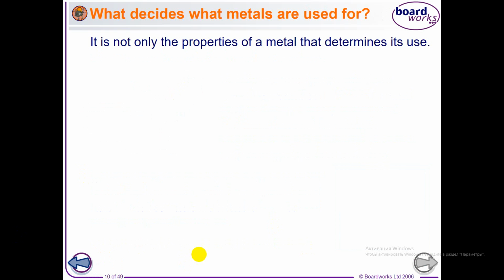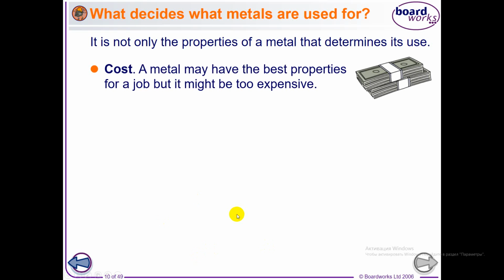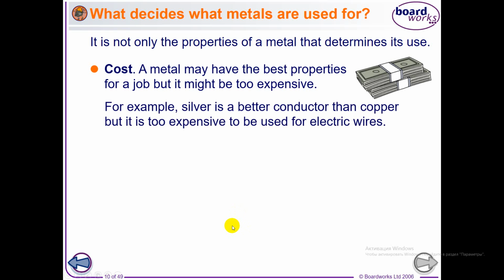It's not only the properties of a metal that determines its use. What decides what metals are used for? Cost. A metal may have the best properties for a job, but it might be too expensive. For example, silver is a better conductor than copper, but it's too expensive to be used for electric wires.